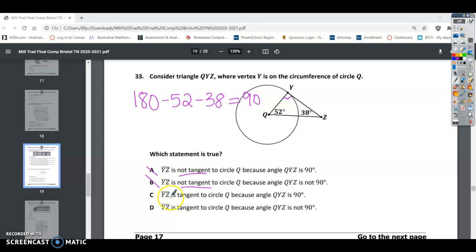All right, so it says YZ is tangent to circle Q because angle QYZ, that's QYZ right here, is 90 degrees. So that is the definition of tangent line. All right, so YZ is tangent to circle Q because the angle is not 90 degrees. So that is not true. So the answer to number 33 is C.